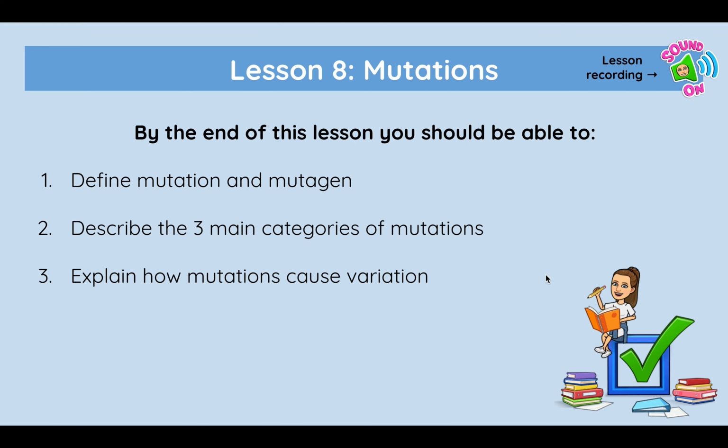Hi team, today we are on the last lesson, yay, for part 1 of Genetics 1.9. We're looking at lesson 8, mutations today. So hopefully by the end of this lesson you should be able to define mutation and mutagen, describe the 3 main categories or types of mutations, and explain how mutations cause variation.